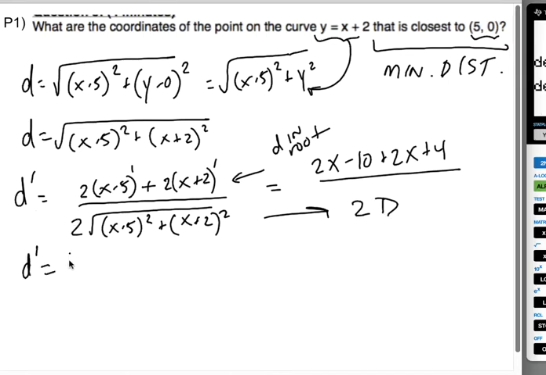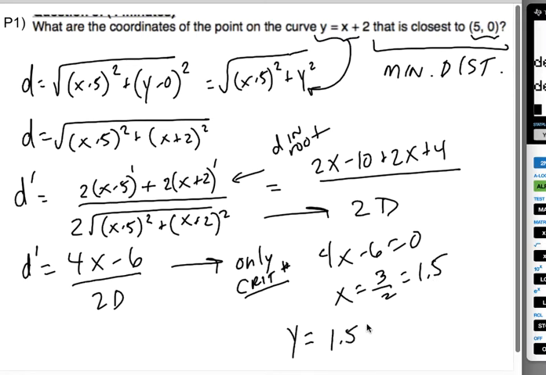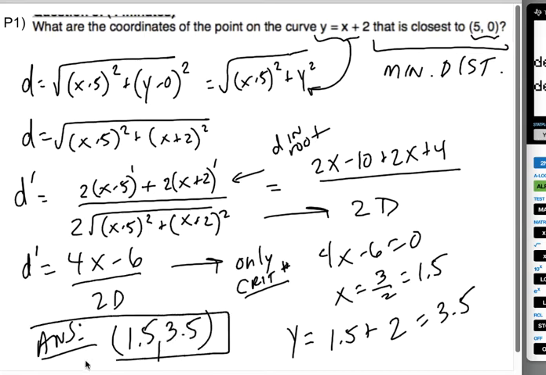So my d prime ends up being a 4x minus 6 on the top, which means that the only possible critical number that makes any sense, since the distance can't be 0, is when 4x minus 6 is 0, so when x is 3/2 or 1.5. Once I know that, I can say that y equals 1.5 plus 2, which is 3.5, and my answer, and I don't care if you put it in fractions or decimals, is 1.5 comma 3.5. And I don't have to put too much work into figuring out that that's the minimum value because it's the only critical number I have.